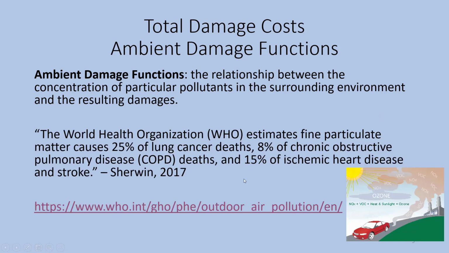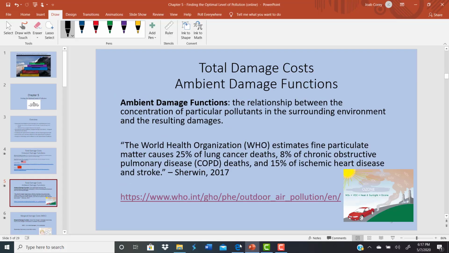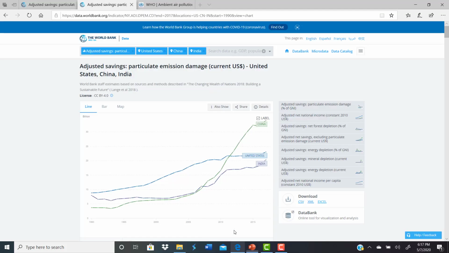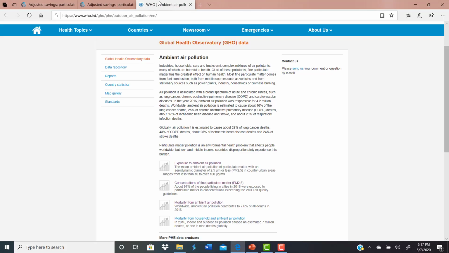The World Health Organization estimates that fine particulate matter causes 25% of lung cancer deaths, 8% of chronic obstructive pulmonary disease deaths, and 15% of ischemic heart disease and stroke. This is from a study in 2017. Once again, you can click on that particular link to take a look at some numbers from the World Health Organization. Once again, I've already pulled those up for you.